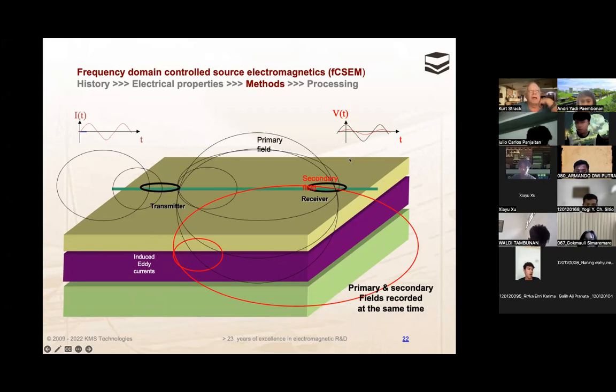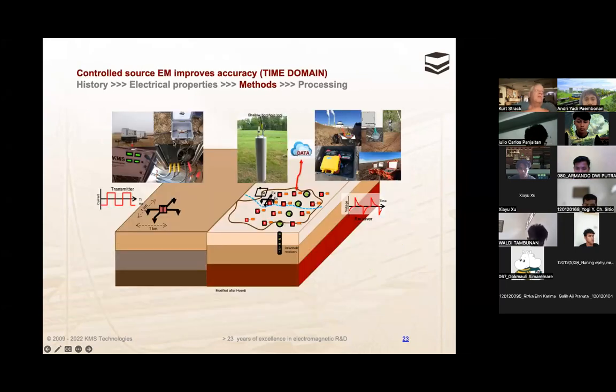So we measure one value, where here is the primary field as reference, and the secondary field is in red. So what we are measuring is the secondary field, the amplitude change, and the phase, which means the horizontal shift in sinusoid from the original field. So these two parameters give us an idea on what's happening in the subsurface. In the time domain case, we have a transmitter that switches a square wave through a dipole, and we have a number of receivers. These are borehole receivers.